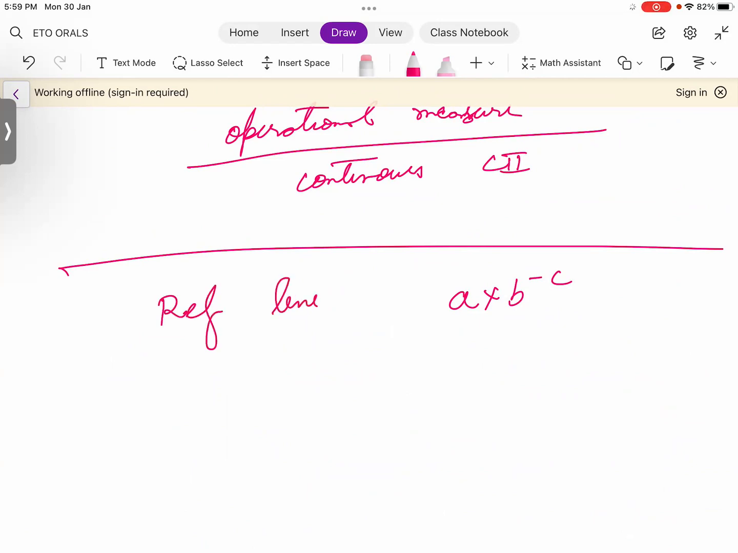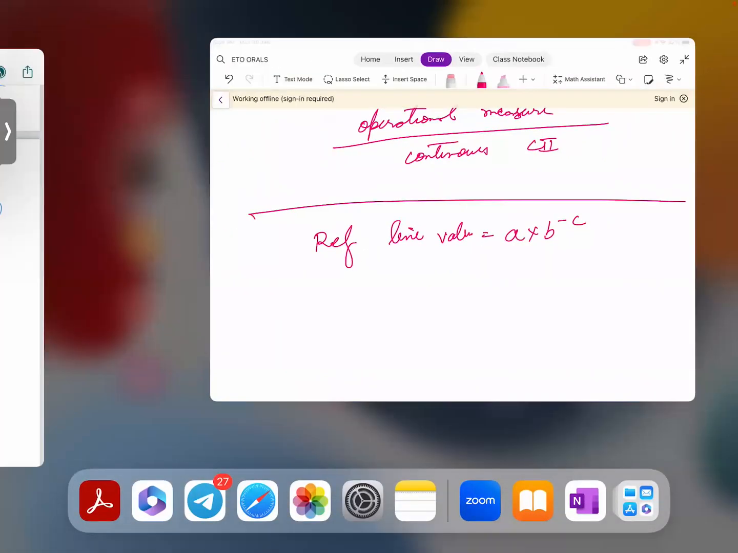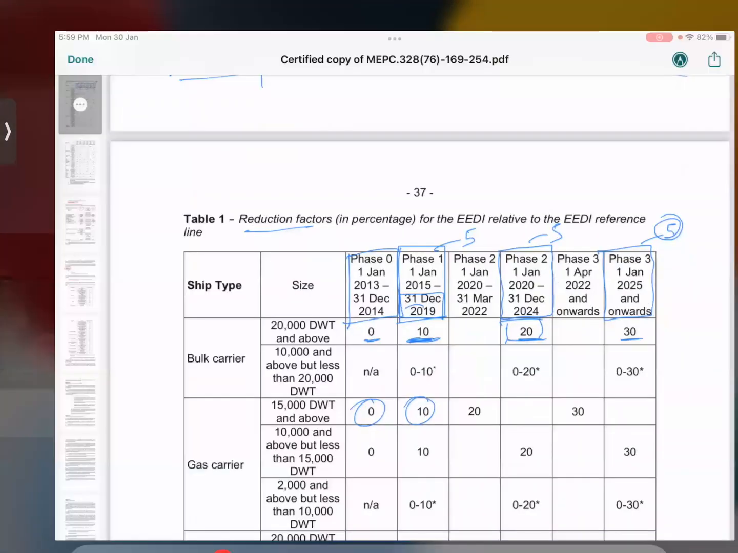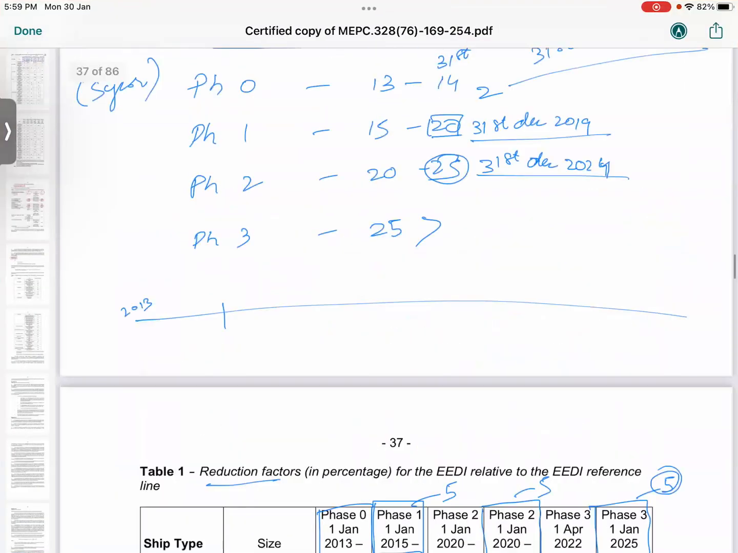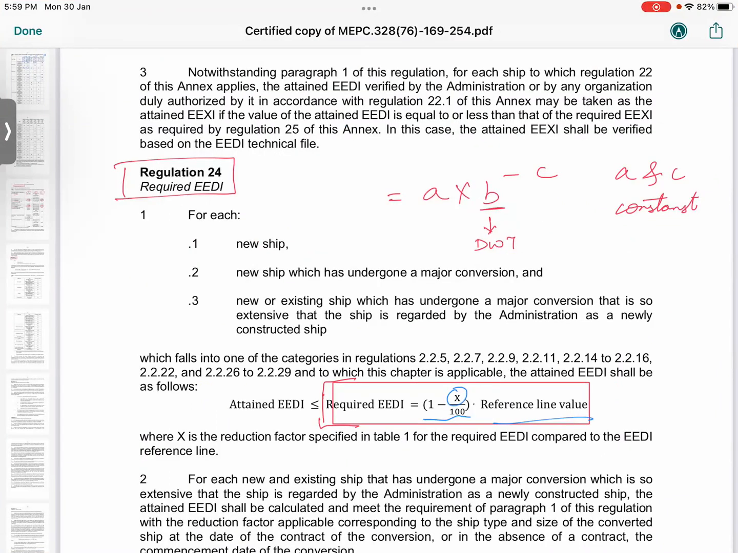A reference line value. Okay. You see the actual formula in the MARPOL. That is required EDI, right? Required EDI is equal to 1 minus x by 100 into reference line value, where x is the reduction factor. ये जो बड़ा सा देख रहे हैं ना 1 minus x by 100, कुछ नहीं, इसने आपको खाली कंफ्यूज करने के लिए बोला, right? This is just the reduction value.